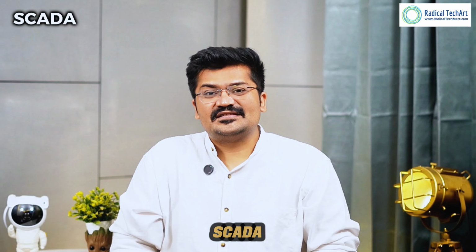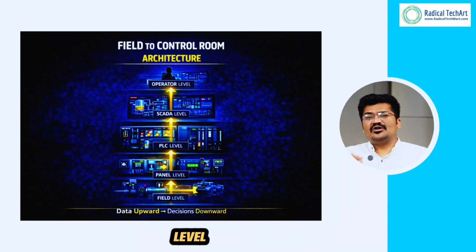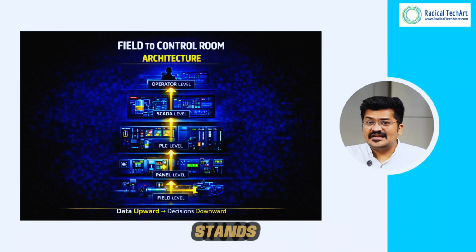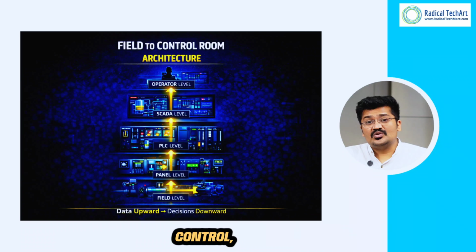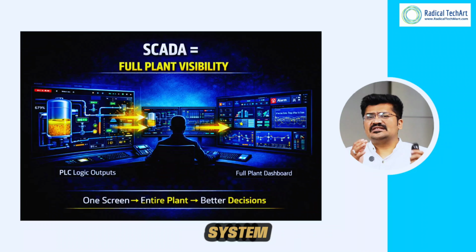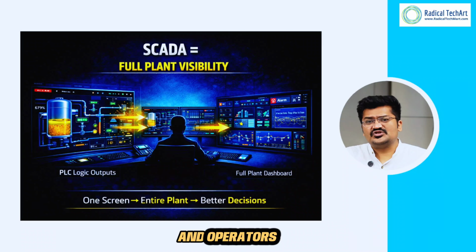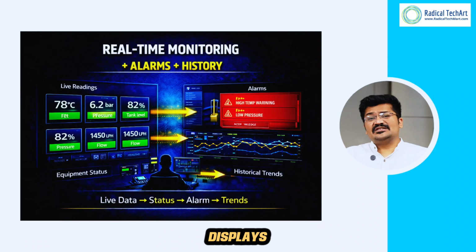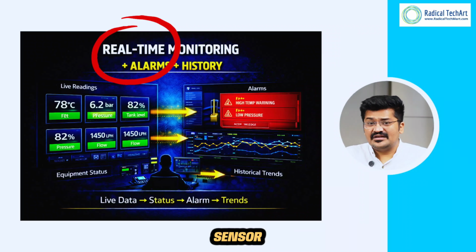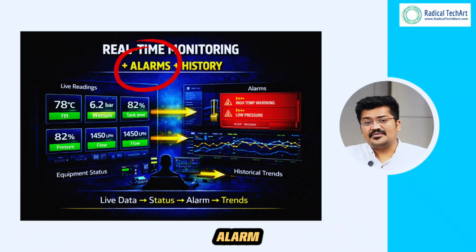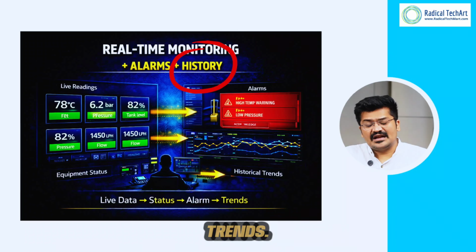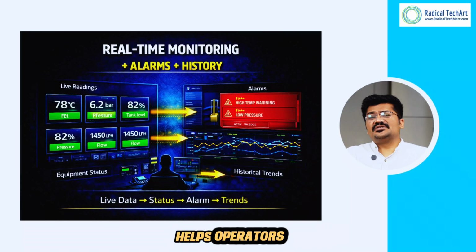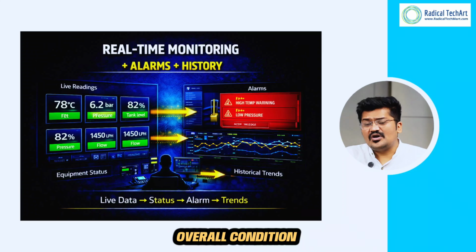And step 5 is SCADA system. At the top level of the system is SCADA. SCADA stands for Supervisory Control and Data Acquisition. SCADA system allows engineers and operators to monitor the entire plant from central control system. SCADA displays information such as real-time sensor readings, equipment status, alarm conditions, and historical trends. SCADA system helps operators to understand the overall condition of the process.